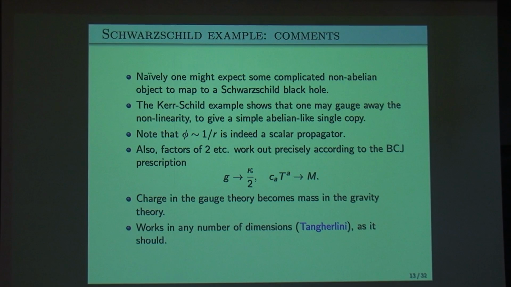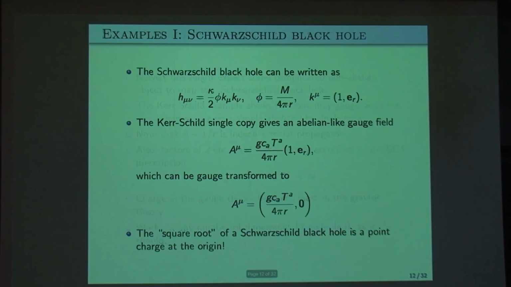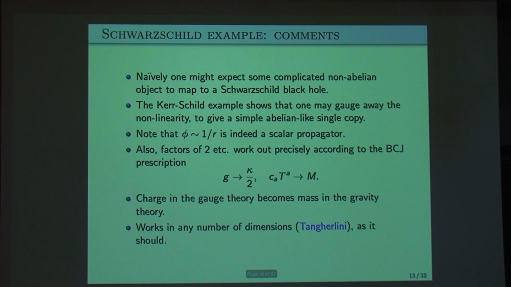The other thing we can note is that this phi field is 1 over r, so that is indeed a scalar propagator, and that's what we expect, consistent with that interpretation of the 0th copy that I was talking about. And the other thing is that if I want to recognise this as a Coulomb solution, meaning I really want the 4 pi here, and I want that to be the charge and that to be the coupling and so on, then all the factors of 2, etc. work out precisely according to the usual BCJ description.